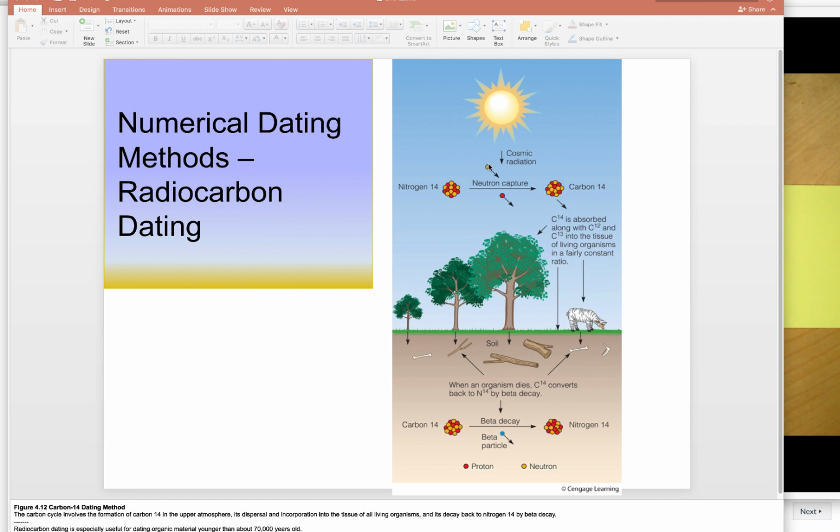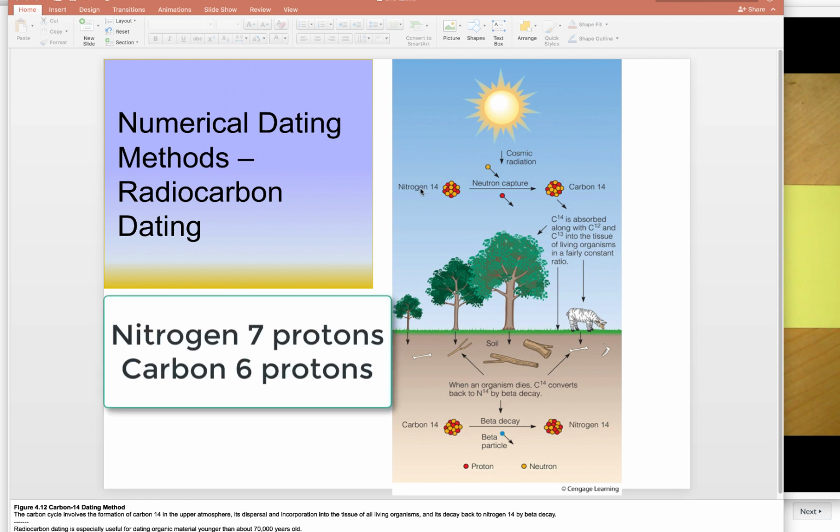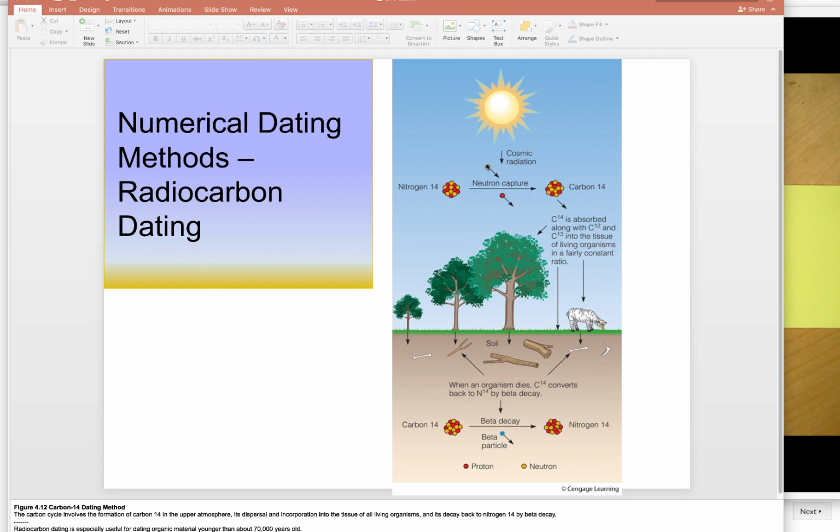So now that means the atomic number must decrease by 1. So remember, the atomic number of nitrogen is 7. Carbon has 6, right? So we lost a proton, so now this becomes carbon-14, but we didn't change the weight because we just replaced that proton with a neutron. So anyways, that's always happened. It's a continuous supply in the atmosphere.